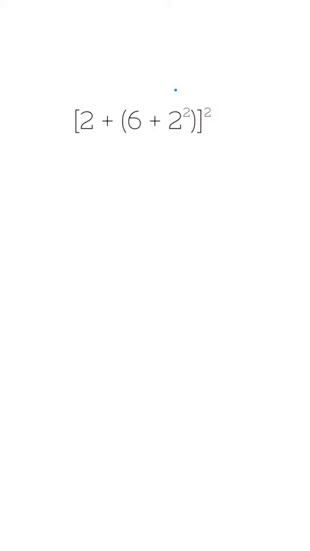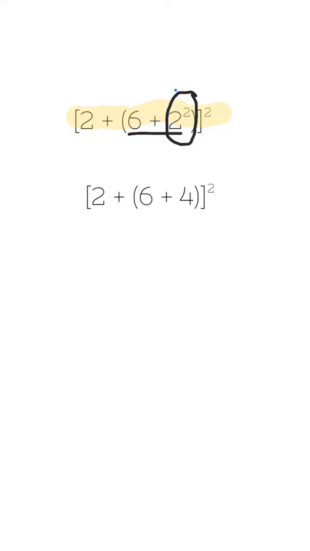All right, for the next example, I have bracket 2 plus parentheses 6 plus 2 squared, parentheses bracket squared. First step is to go with the innermost parentheses. So I have 6 plus 2 squared. That means I have to take care of my squaring first. So I do 2 squared is 4. So I end up with brackets 2 plus parentheses 6 plus 4 parentheses bracket squared.